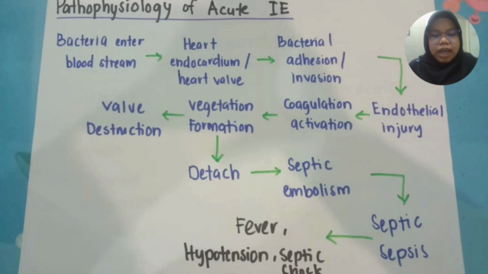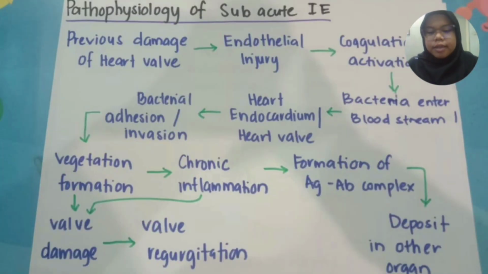This vegetation can lead to valve destruction, and it can also detach and cause septic embolism. This embolism will travel in the blood circulation and cause sepsis, which can result in fever, hypotension, and septic shock. So next, the pathophysiology of subacute infective endocarditis.